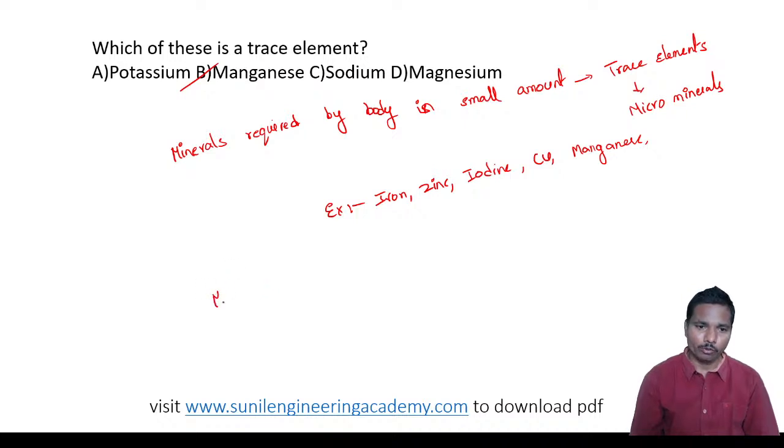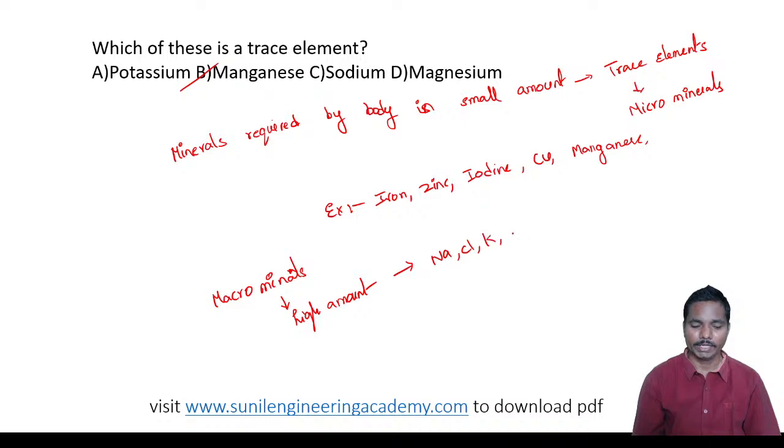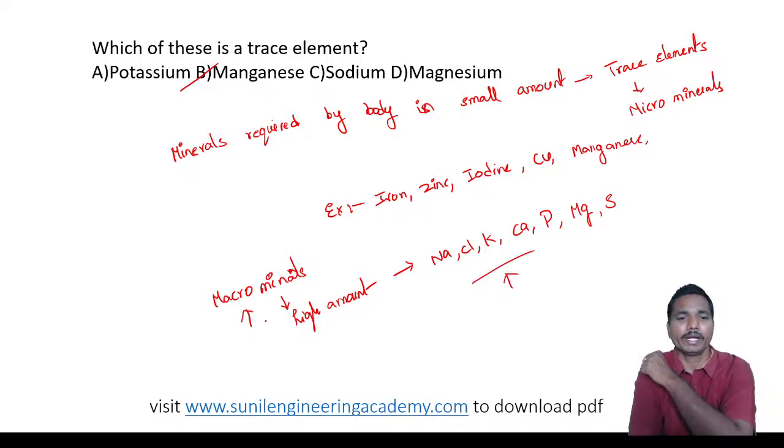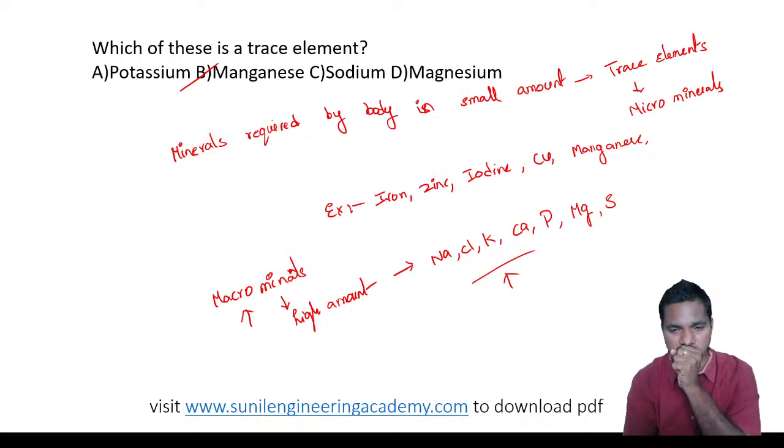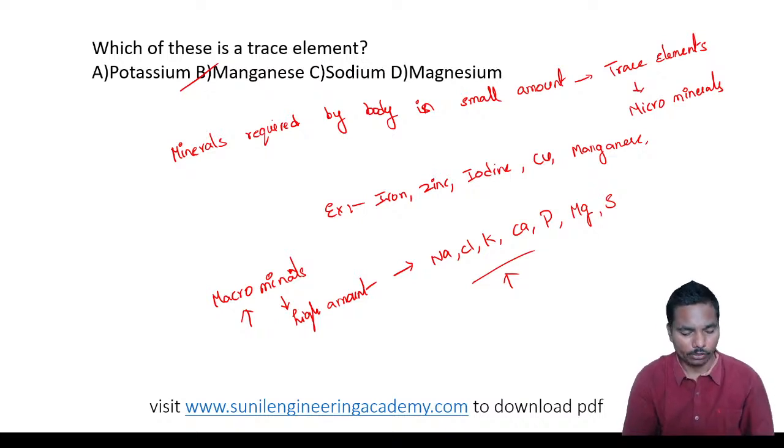And macro minerals. These are required in high amounts. Which elements do we generally require in high amounts? Sodium, chlorine, potassium, calcium, phosphorus, magnesium, sulfur. All these we require in high amounts. These are considered macro minerals.